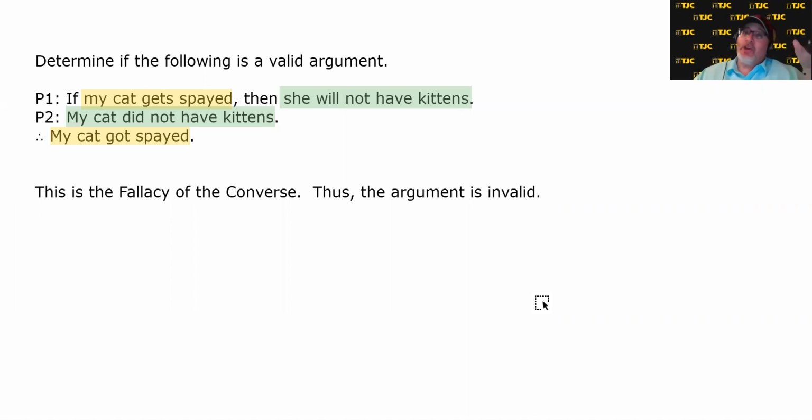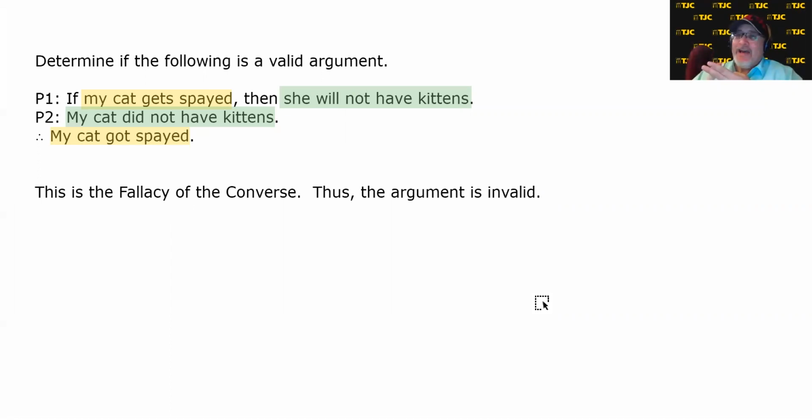Now, that doesn't mean the conclusion is false. Make that clear. Premise 1 is true for my cat. Premise 2 is true for my cat. The conclusion is true for my cat. But as an argument form, it is invalid.